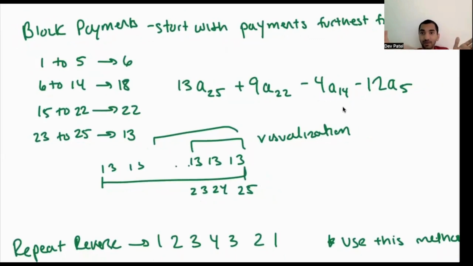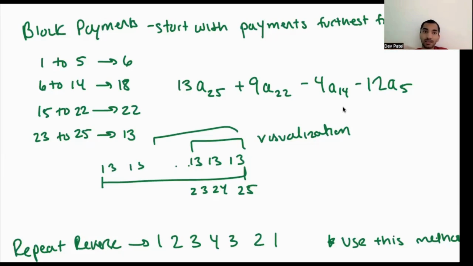So if you're just visualizing this, you can think of everything from 0 to 22 as 22, and then from 22 to 25, you can think of that as 13. So we're slowly inching our way closer to the payment pattern that we actually want. Now, again going backwards, what's the next payment? 6 to 14, it's 18, which is 4 less than what we already have of 22. So then we subtract 4 a-angle-14. So now all of those from 0 to 14 are going to be 18.